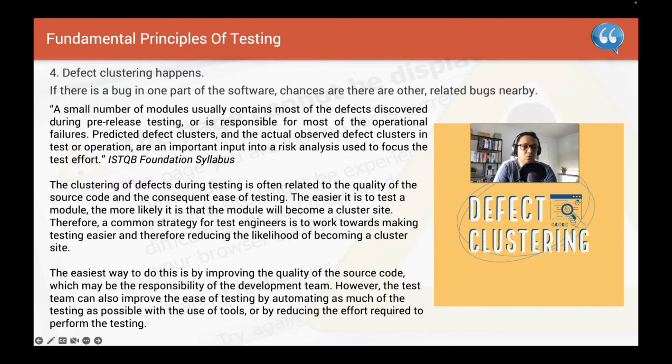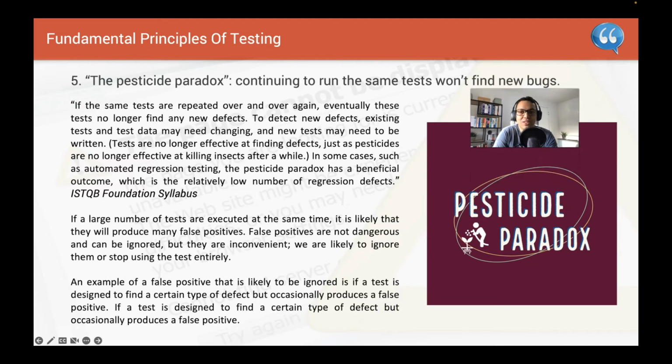So defects do cluster together. The easiest way to address this is by improving the quality of the source code, which may be the responsibility of the development team. However, the test team can also improve the ease of testing by automating as much of the testing as possible with the use of tools, or by reducing the effort required to perform the testing. Okay. Next, the pesticide paradox.